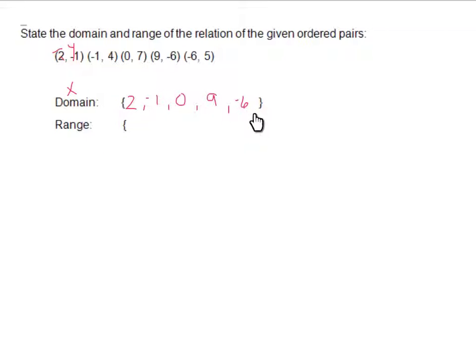and listing them here. Okay, my range is the set of all my y values. So that would be -1, 4, 7, -6, and 5. So here, here, here, here, and here. Those are all of my y values listed. Now, if any of these values ever repeat, you do not have to write them down a second time.